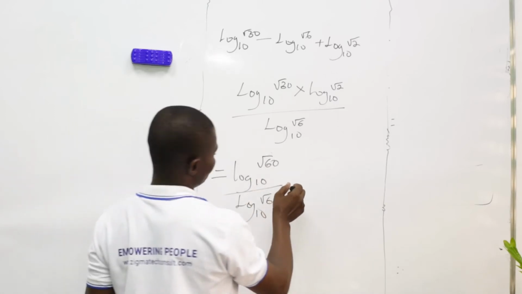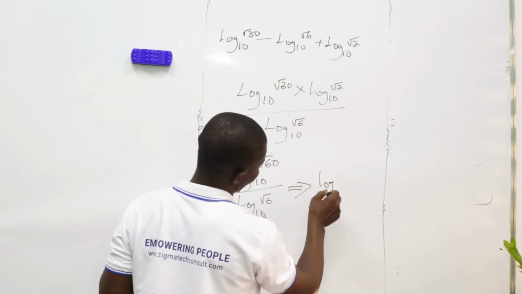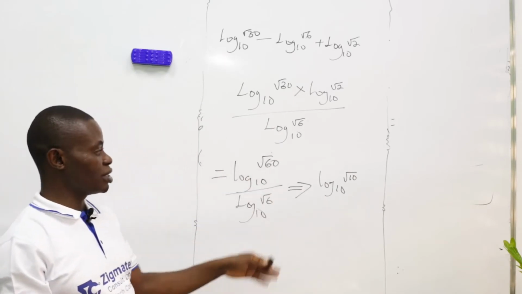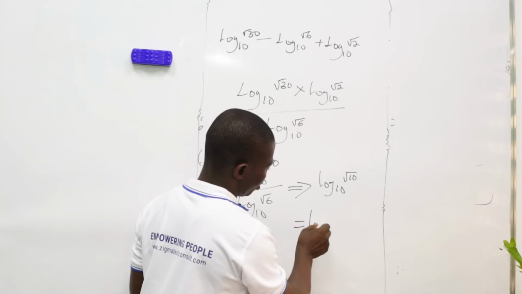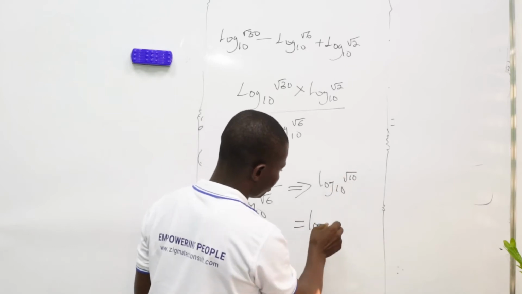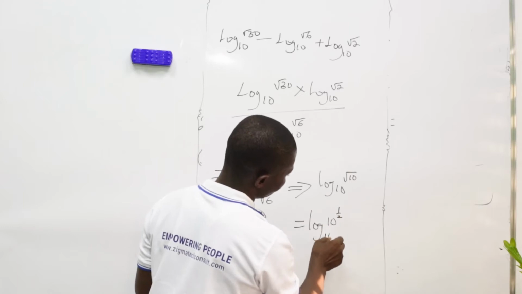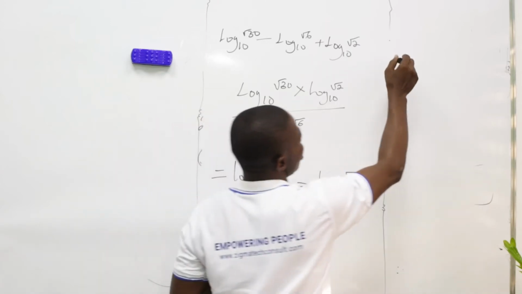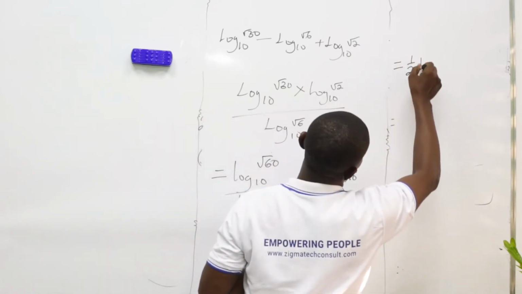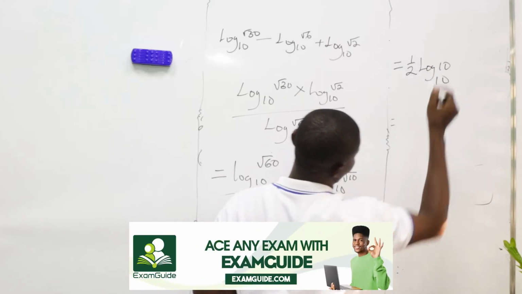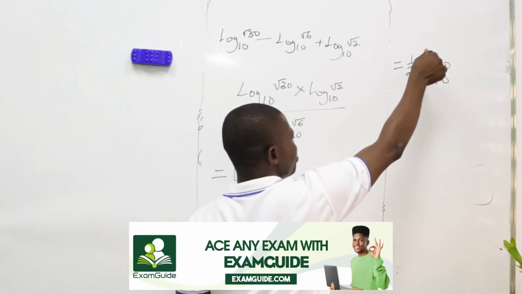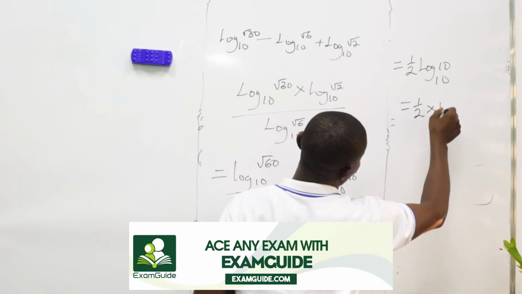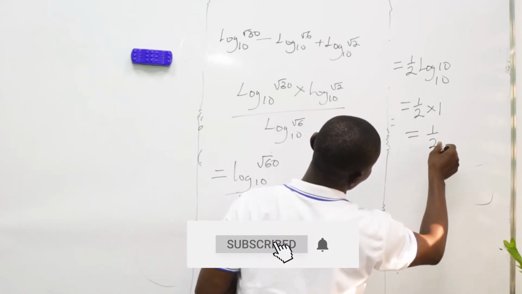This divided by this, it will give us, this implies log root 10. 60 all over 6 is 10. So log root 10 means 10 power half base 10. According to the power law, you have 1 all over 2 log base 10, 10. The number and the base are the same, therefore it is 1. 1 all over 2 multiplied by 1 gives us 1 over 2.